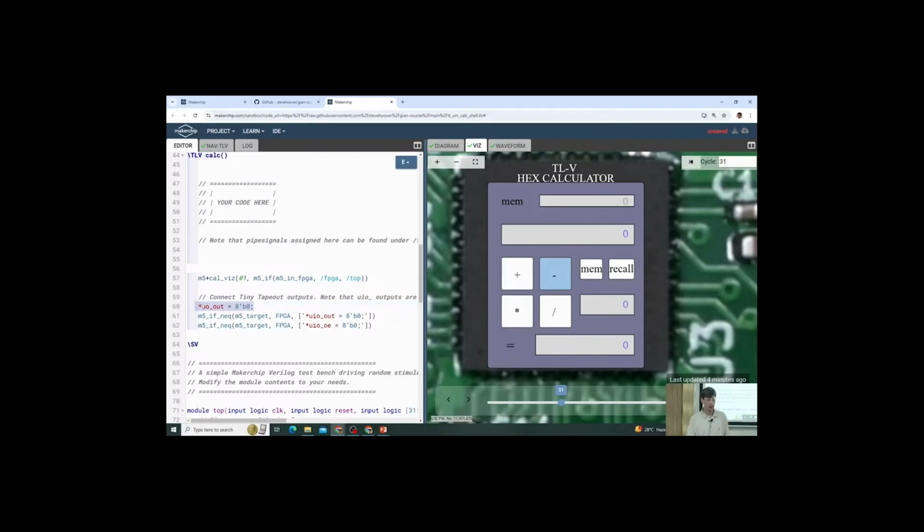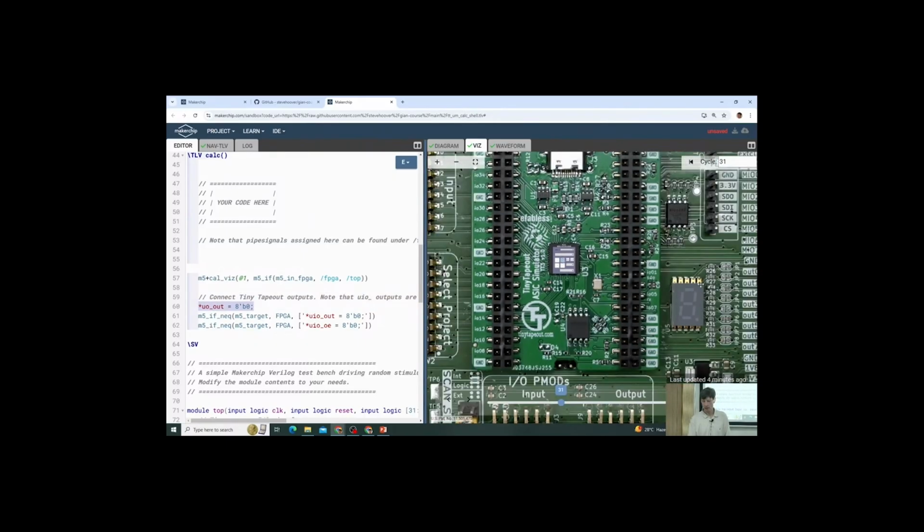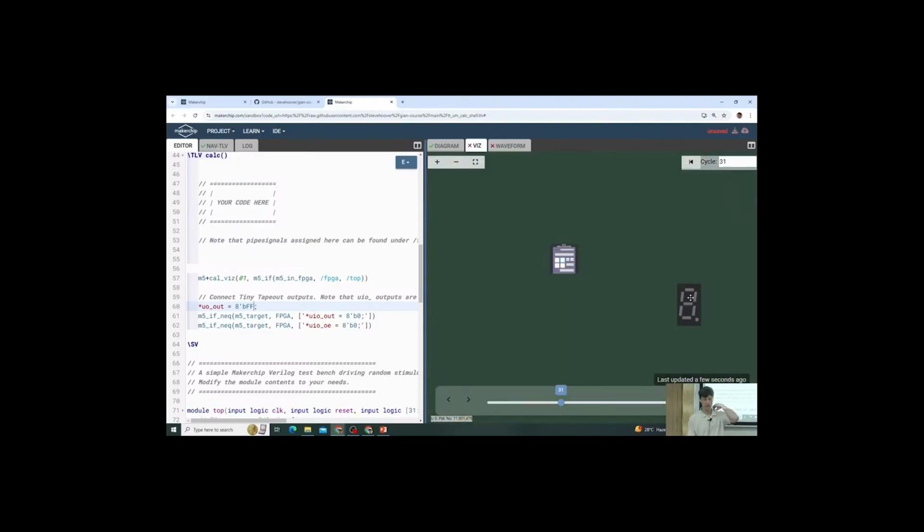So here we're hooking up. TinyTapeout has 8 output bits. These are those. This is a reference to the Verilog module interface signal UO out, which is those 8 signals. And we're initially just assigning those to 0. We can see that in simulation. This is our 7 segment hooked up to this value, and we see that the segments never light up. So for example, if I drive this with FF, we'll see those segments are all lit.